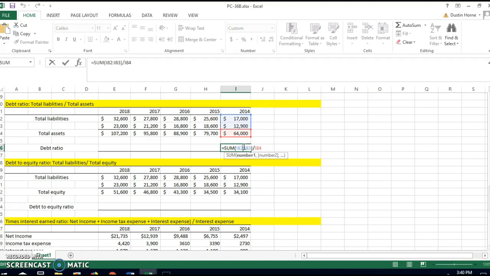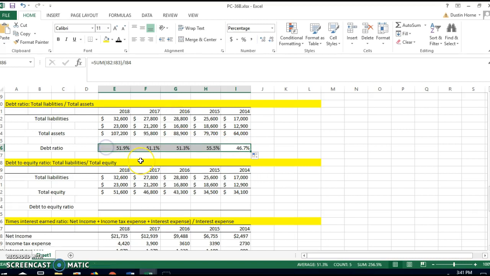Let's make sure, I may need to change this, so let's change this to a percentage. So 47%, let's go up to 46.7% and let's copy this formula over. As you can see here, our debt ratio, our ratio of total liabilities to total assets, is increasing somewhat. It went up and then it's kind of going back down. We'll analyze that in just a second.